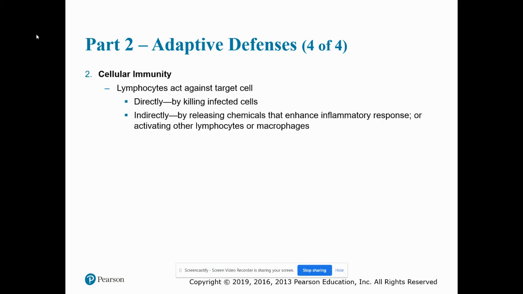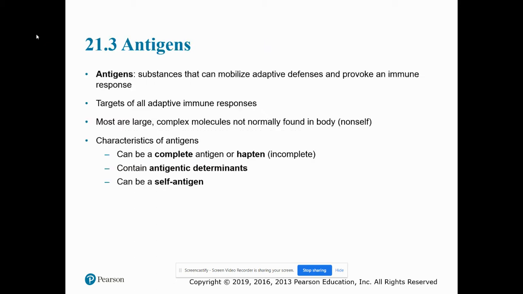Cellular immunity is a little bit different. The lymphocytes are actually going to act against the target cell either directly or indirectly. Directly, it may just straight up kill it. Indirectly, it may release chemicals that are going to enhance the inflammatory response or activate other lymphocytes or macrophages. Remember macrophages, big eaters. So we got that out of the way.